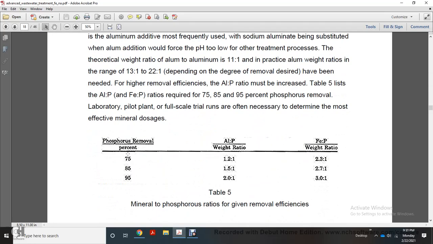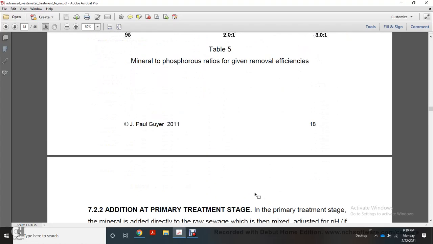So for phosphorus removal of 75%, the aluminum to phosphorus ratio is 1.2 to 1, and ferric phosphate 2.3 to 1. For 85% phosphorus removal, 1.5 to 1 and 2.7 to 1. For 95% removal of phosphate, 2.1 to 1 of the aluminum phosphate weight ratio, and 3.1 the weight ratio of the ferric phosphate.